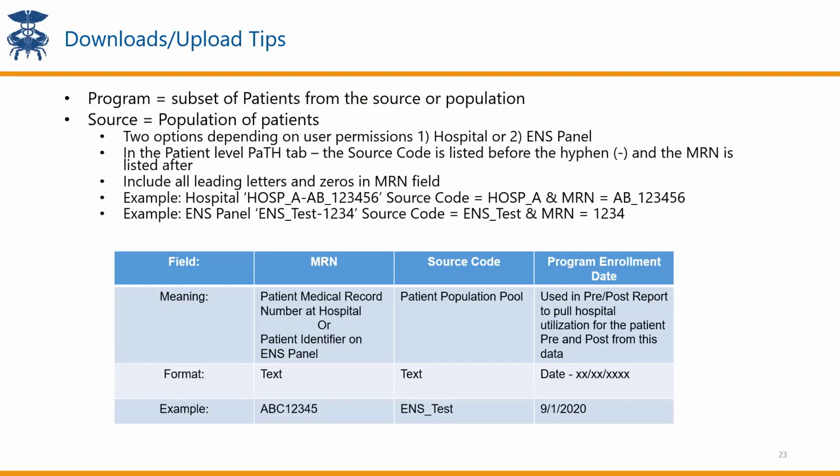I think MRN can be a little confusing because, depending on what source you're looking at, for the hospital it's most likely the medical record number. But if you're utilizing an ENS panel, this is just the patient identifier that you put onto that patient when you submitted the ENS panel. The source code is the code that identifies the patient population pool that you're pulling from, so either a full hospital or a specific ENS panel.